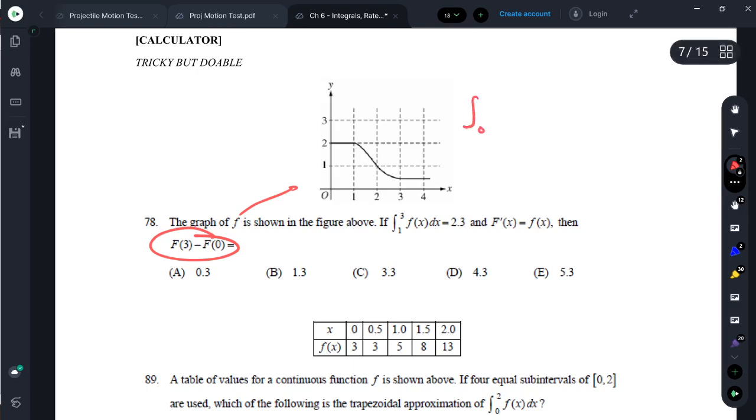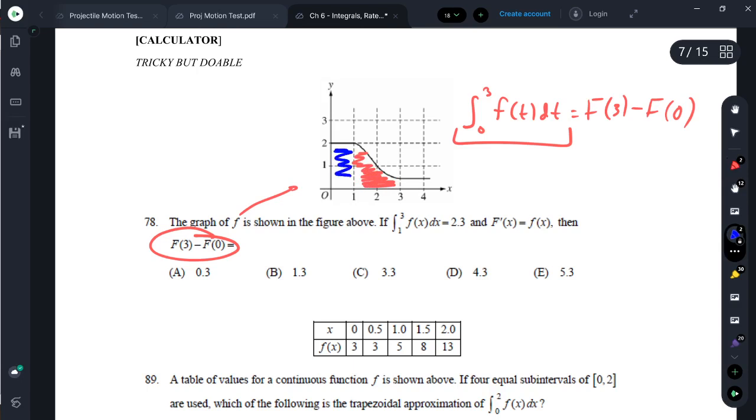So the integral from 0 to 3 of little f of t dt would equal big F of 3 minus big F of 0. So basically, this was just a really tricky way to ask you, can you take the integral from 0 to 3? So the integral from 0 to 3 is this section, and the problem is this part's curved, so we can't find that integral. If I color coordinate this, there's no way to find that red area. The blue area is easy, that's just a rectangle. But they tell us what that red area is. So they're telling us this red area is 2.3.